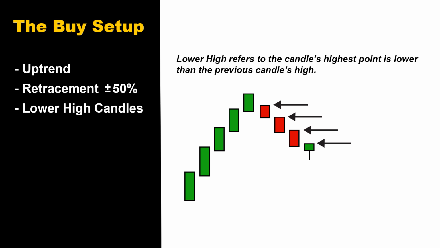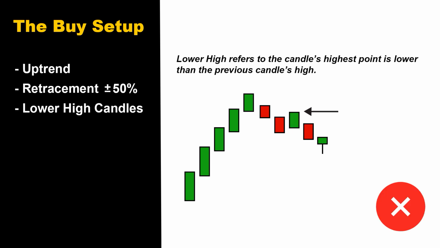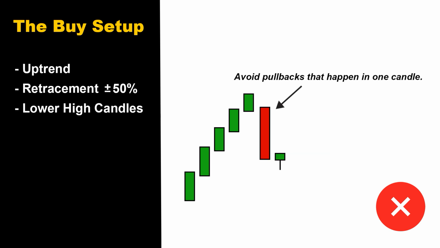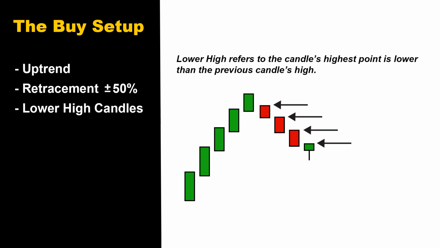What we don't want to see is something like this, where it's already taken out a prior bar's high and chops around on the pullback. We also don't want the pullback to be made by one giant candle, right? We want to see multiple candles. If I had to throw a number on it, let's call it at least 3 lower high candles, because anything less than that is probably too shallow of a pullback to play as a buy setup anyway.